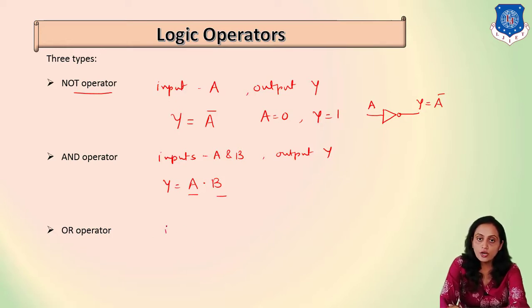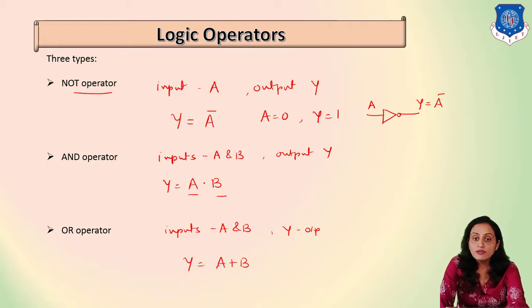And for the OR operator, let us consider inputs A and B and output is Y, for example. Then output Y is given by A plus B. That means if A or B, that means any of these inputs is 1, then output will be 1. And if both the inputs are 0, then output will be 0. So we will see these operators in detail in the logic gates.